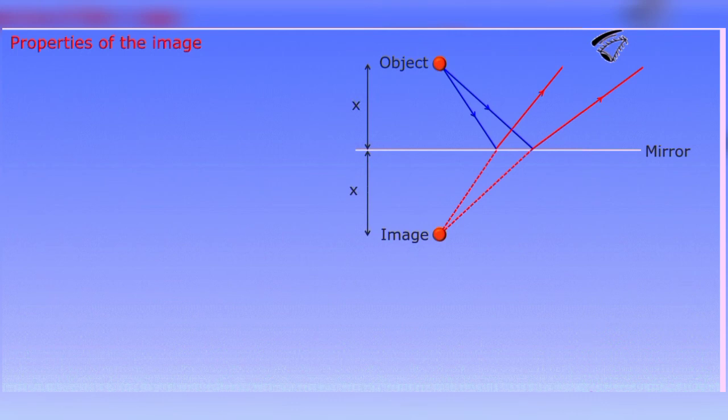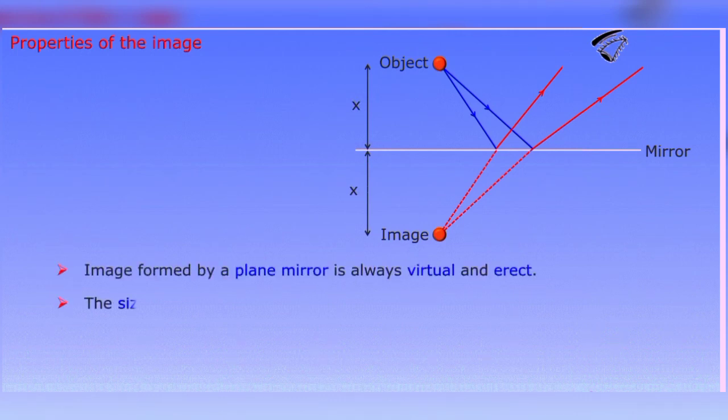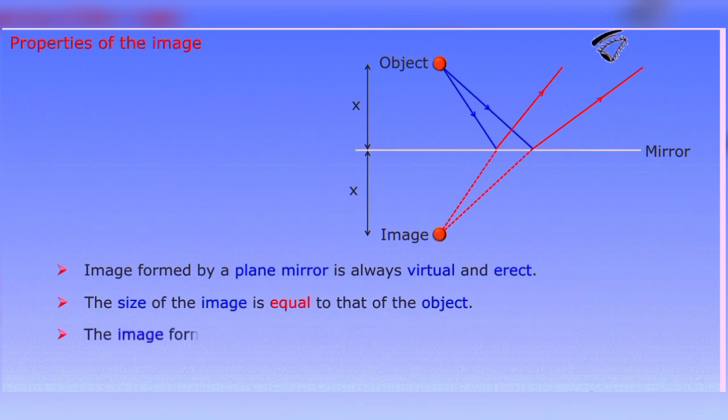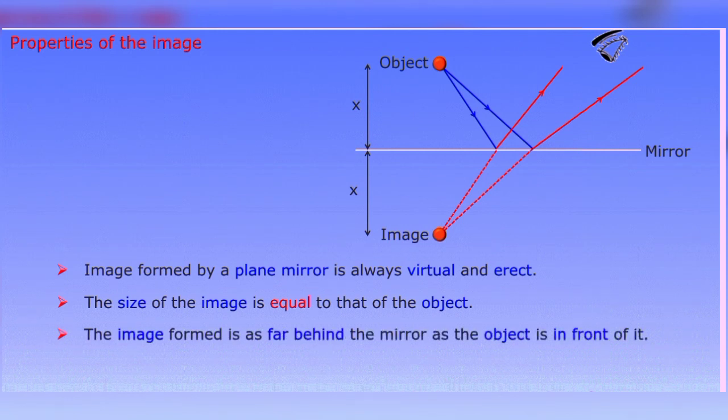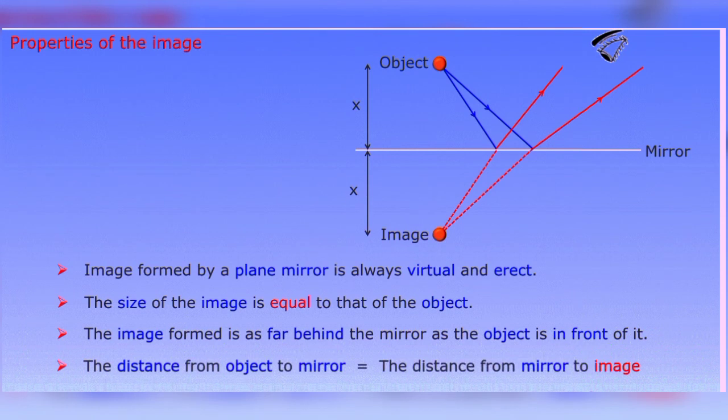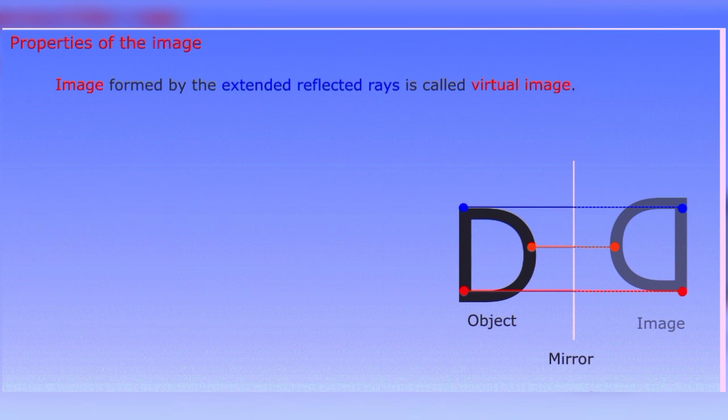Next topic is properties of the image. Image formed by a plane mirror is always virtual and erect. The size of the image is equal to that of the object, and the distance of the image behind the plane mirror is equal to the distance of the object from the mirror. Real image is formed in front of a mirror and it is always inverted.